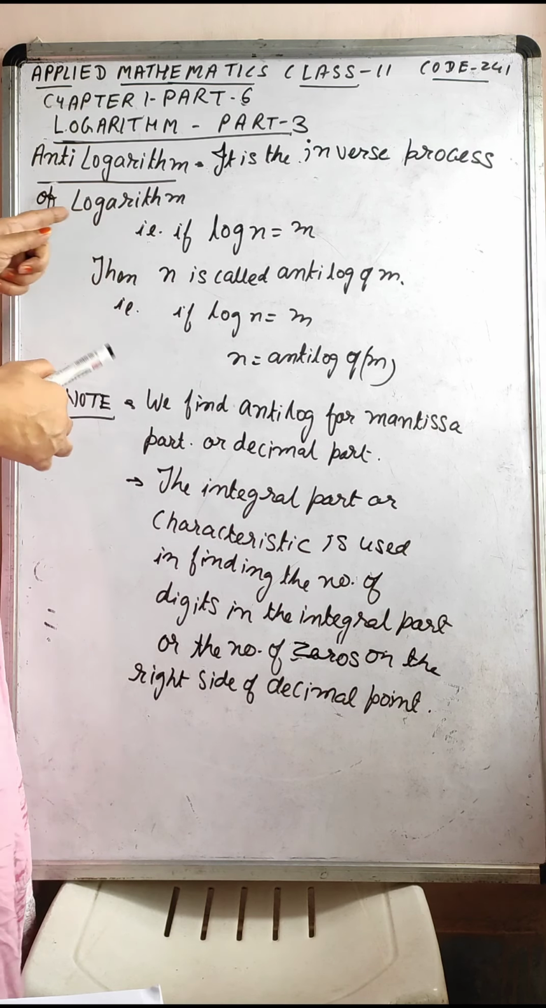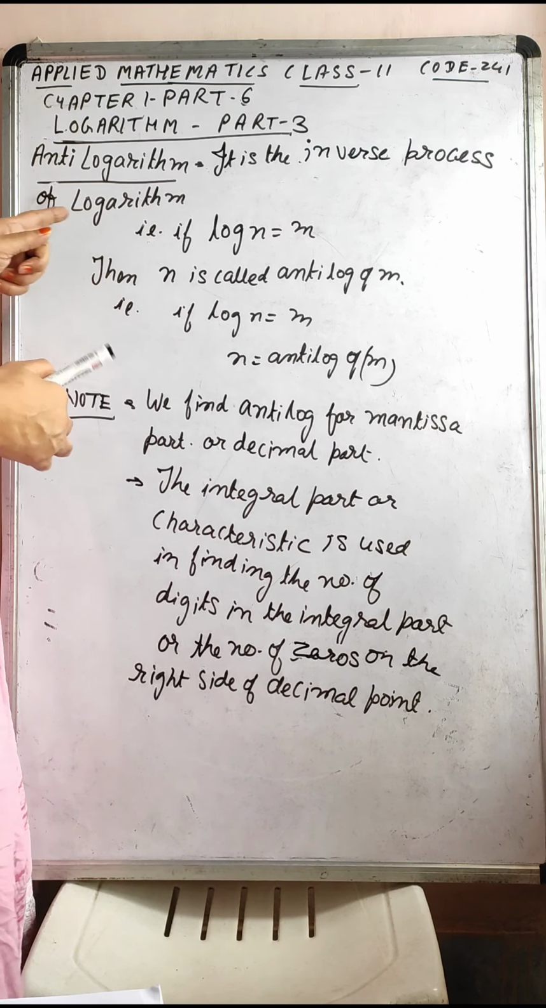So I repeat, anti-logarithm is the inverse process of logarithm. If log of n equals m, then n equals anti-log of m. This point you keep in mind, we find anti-log for the mantissa part or decimal part. The characteristic part is used for finding the number of digits in the integral part or the number of zeros after the decimal and before the first non-zero digit.